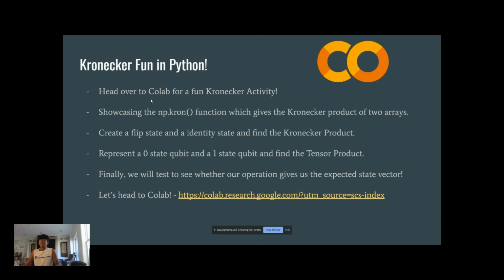So now why don't we go have some Kronecker fun in Python with the Kronecker activity? I thought that was a little funny, but yeah.